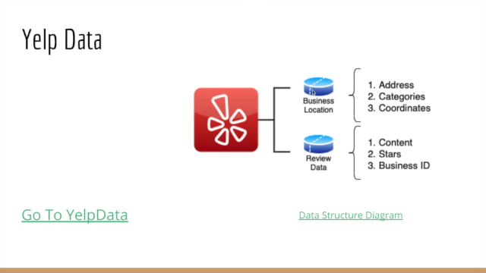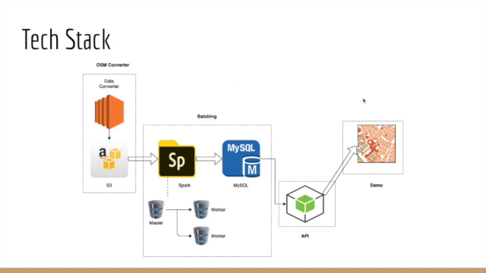For the Yelp dataset, it's JSON already. So I only used two parts of it. The first part is business location. It contains address, categories, and coordinates. It's very similar to the GeoFabric data. And the review data is the content the user said about the restaurant, the stars, and the business ID that I use to map back to the business location.